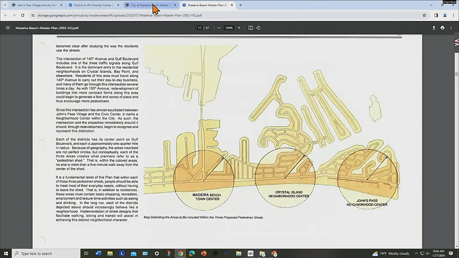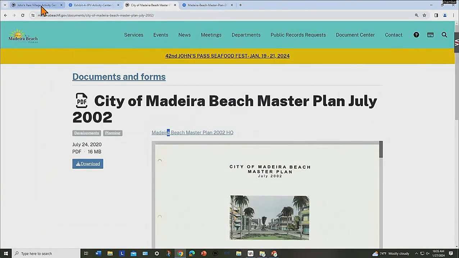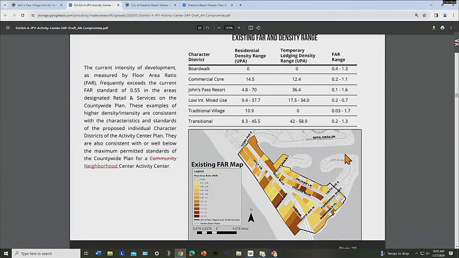So we did look at the previous master plan. We looked at what was currently built there. And as you can see, especially in the resort, there are some larger condo buildings that are used more like nightly rentals now, but that reach 70 units per acre. In the transitional, some of them get closer to the 60 for the temporary lodging.